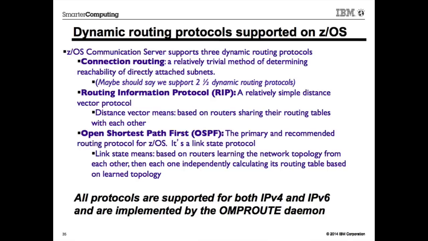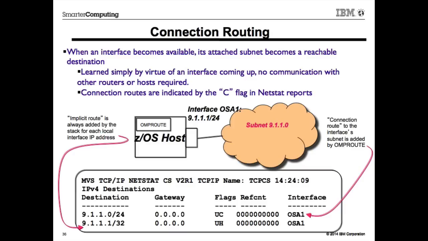Then there's Routing Information Protocol, or RIP. And RIP is a relatively simple protocol, and it's a distance vector protocol. And what that means is it's based on routers sharing their routing tables with each other. And then there's Open Shortest Path First, or OSPF. And OSPF is the primary and recommended routing protocol for z/OS. And it's a link state protocol. What link state means is that routers learn network topology from each other, and then each one independently calculates its own routing table. All 3 of these protocols are supported by OMPROUTE and z/OS, and they're supported for both IPv4 and IPv6.